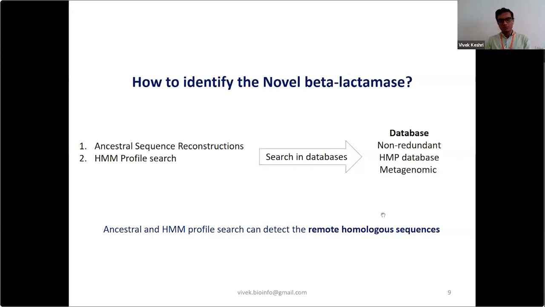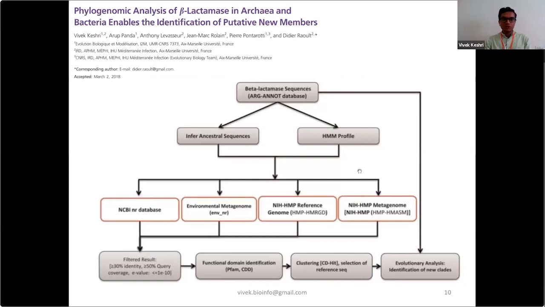Because we know that in the bioinformatics field, generally all researchers use BLAST analysis for sequence similarity search. But in my project, I didn't use simple BLAST analysis. Instead, I used ancestor sequence reconstruction and HMM profile search in different databases like the NCBI NR database, the Human Microbiome Project database, and metagenomic databases. The hypothesis is that these two methods are very sensitive compared to BLAST analysis, and can detect remote homologous sequences from databases. That's why I created the ancestor sequence of beta-lactamase enzyme and HMM profile to search in different databases. This hypothesis I published in Genome Biology and Evolution.